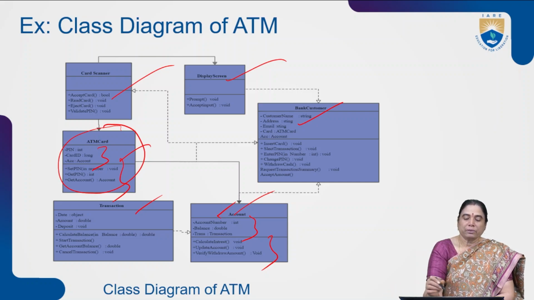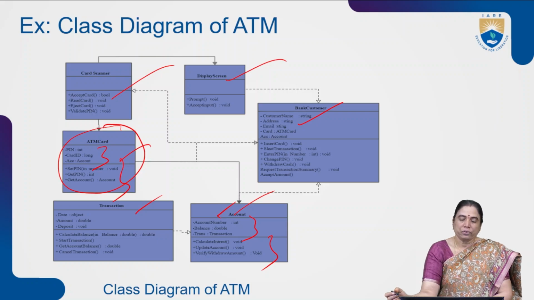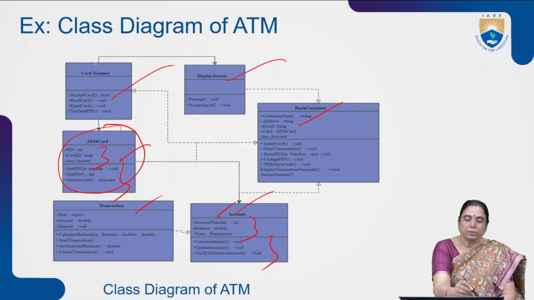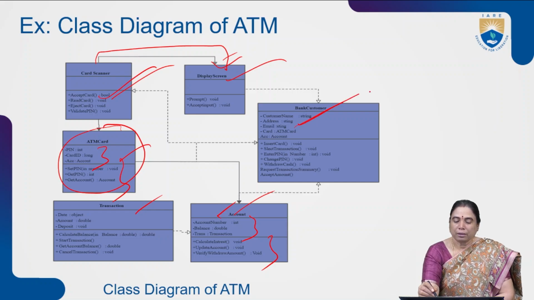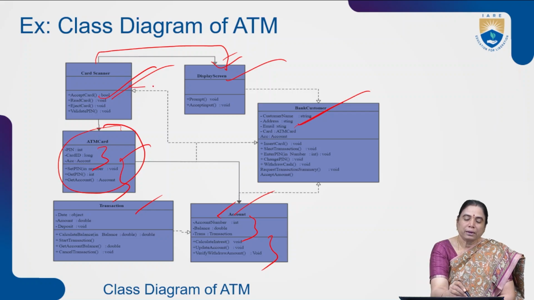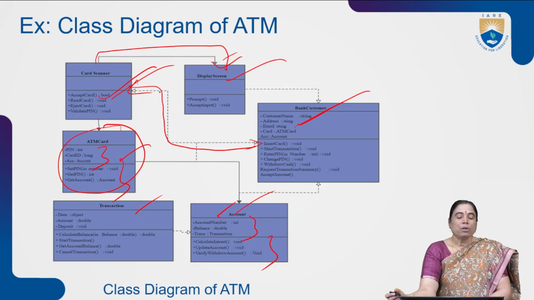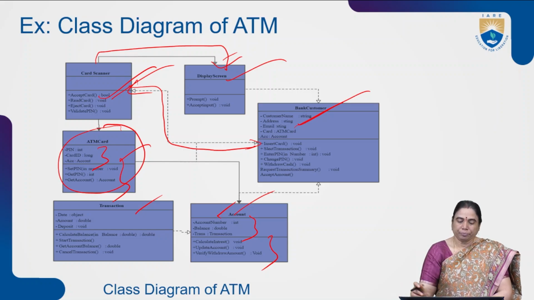So these classes must be related with relationships. So the top 2 classes are related with an association relationship, and this class and the bank details, bank customer, a dependency relationship can be used to connect these 2 classes. So the class diagram represents how many classes are present in the software and how they are related.